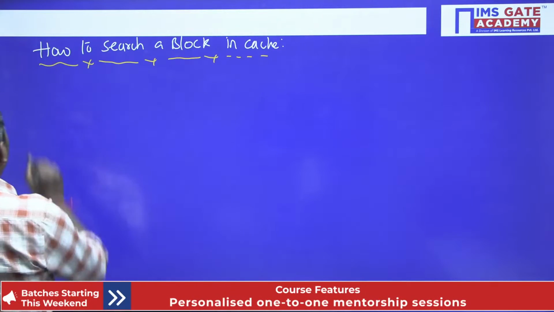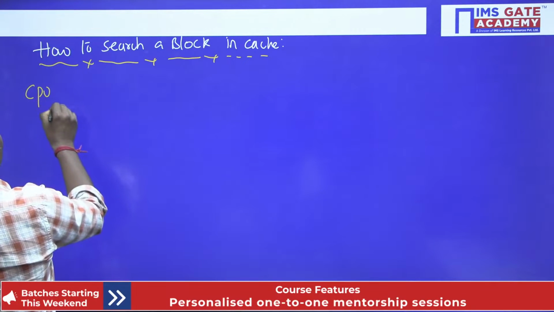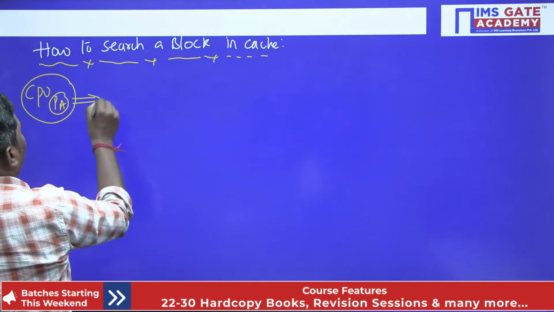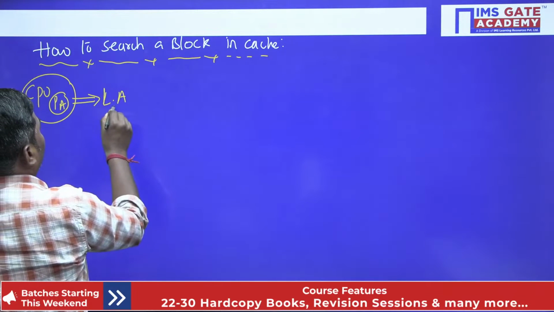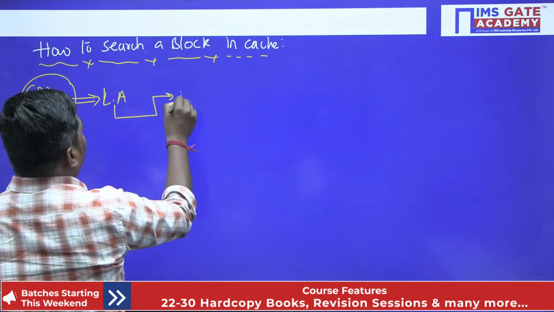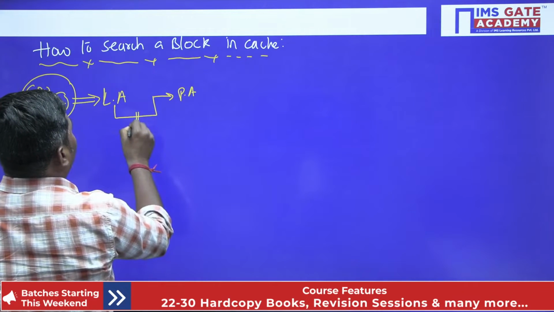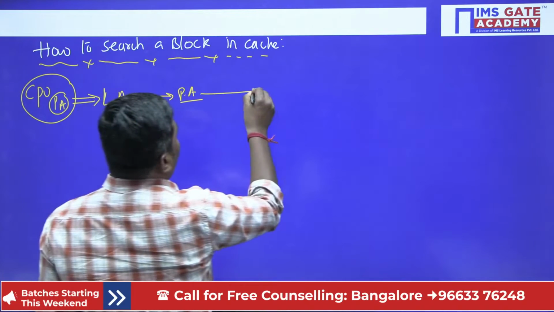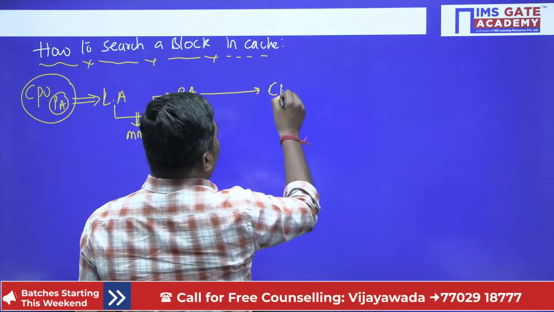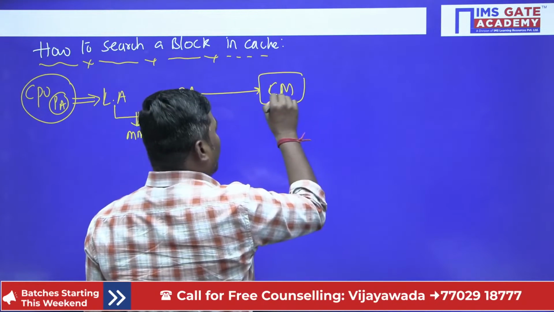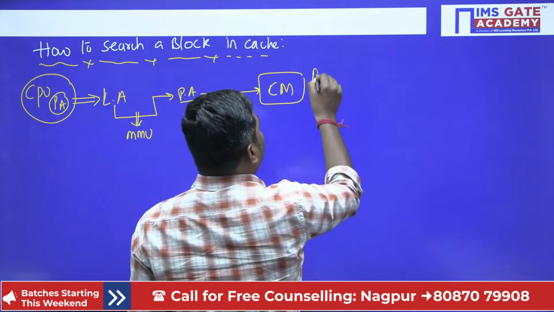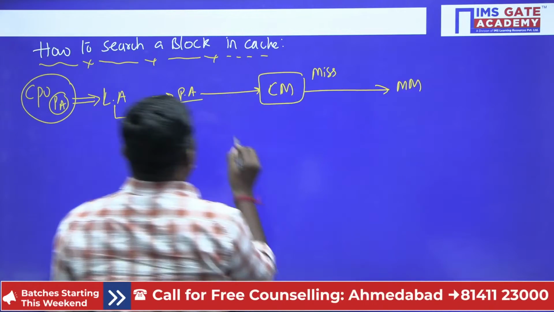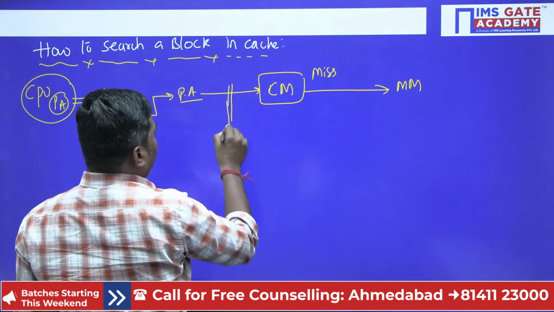Look, all of you. Whenever a process, let's say process PA, is running in the CPU, we generate an address. This address we call a logical address, right? This logical address we convert into a physical address with the help of a hardware component, the memory management unit. You take this physical address, go to cache memory and search. If it is present, it is given to the processor. If a miss occurs, you have to search in main memory, right? Now this is the physical address.